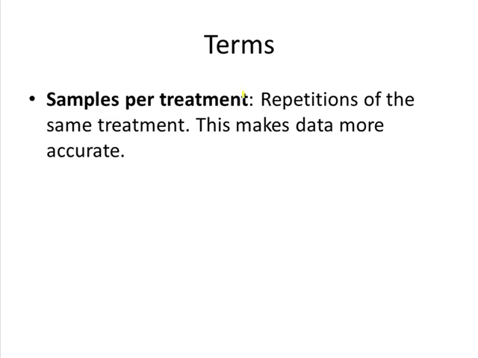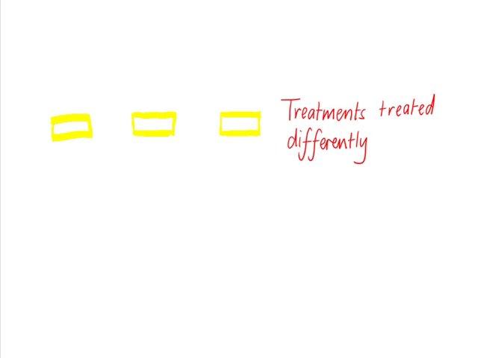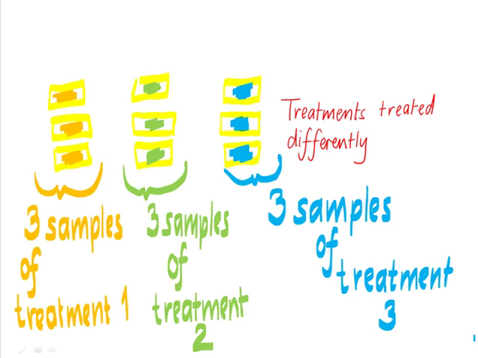The term samples per treatment means repetitions of the same treatment. So you know that in any investigation there have to be at least 2 treatments that differ in the independent variable. But to make the data more accurate, in each treatment, there should be a few repetitions of that treatment. There should be a few samples per treatment. Repetitions means doing the same thing over again.